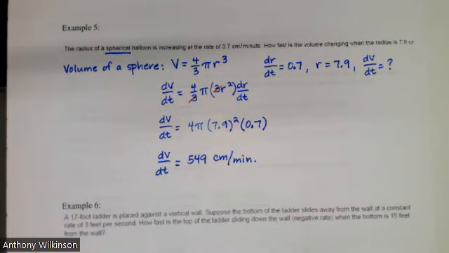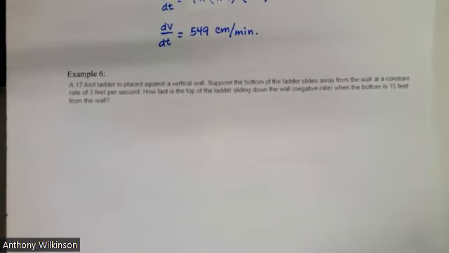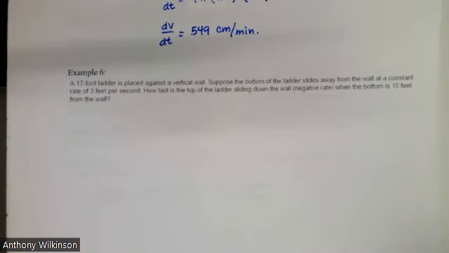All right, here's another example, another application problem. A 17-foot ladder is placed against a vertical wall. Suppose the bottom of the ladder slides away from the wall at a constant rate of 3 feet per second. How fast is the top of the ladder sliding down the wall? And it's going to be a negative rate when the bottom is 15 feet from the wall.